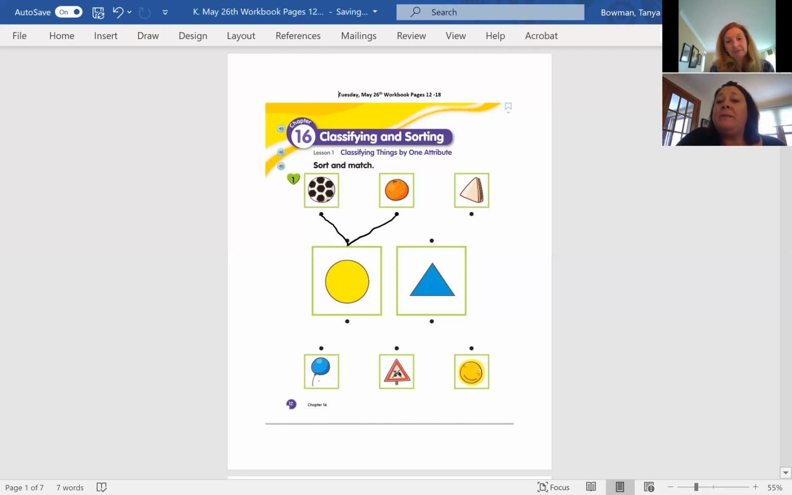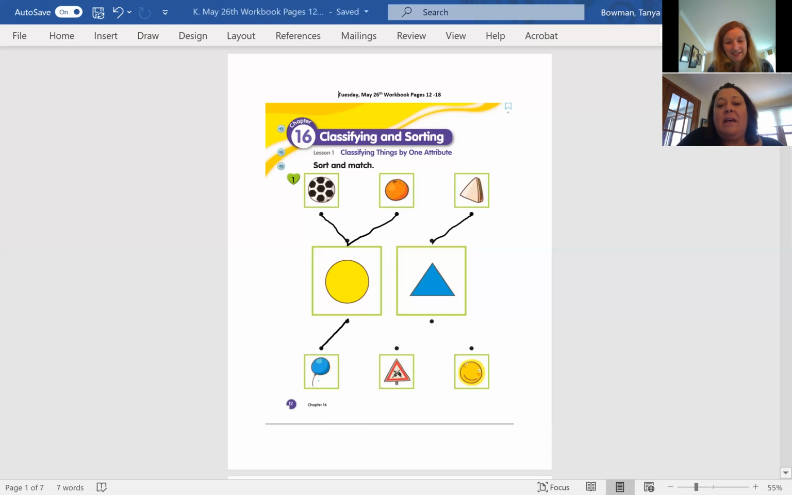Okay, our next shape is a sandwich, and you can see it is not round. It has three sides, so it is a triangle. So we're going to connect the dot between the sandwich and the blue triangle. All right, on the bottom, we have three more objects. We have a balloon. A balloon is what shape? Did you say circle? Circle, very good. So I'm going to draw a line and connect to the circle.